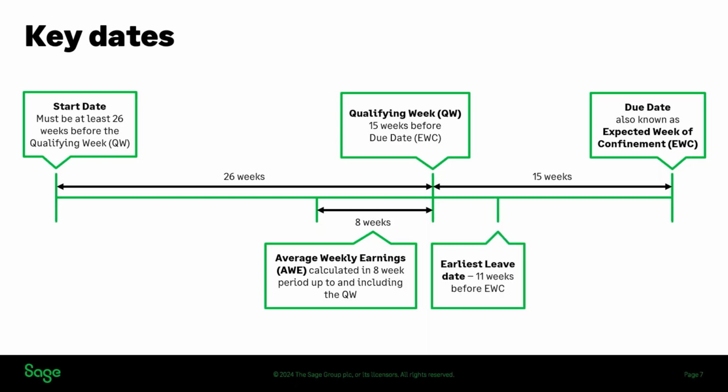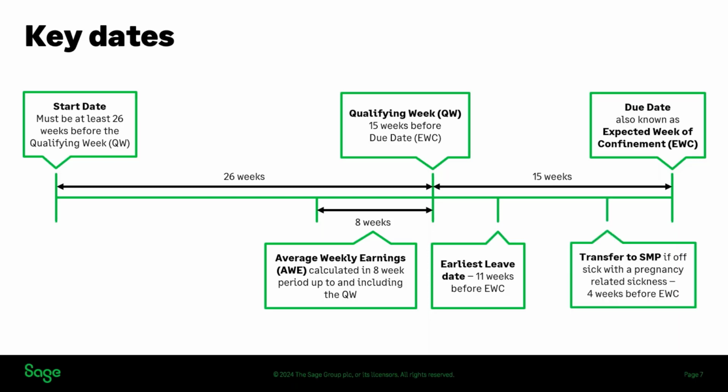The earliest leave date, so the earliest date that the maternity leave can begin, is 11 weeks before the due date, unless baby arrives before that point, in which case it would start at the point the baby is born. And for employees who are off sick due to a pregnancy-related sickness, receiving SSP will need to transfer to SMP 4 weeks before the due date. So that's the transfer point if they're on SSP and it's a pregnancy-related sickness.